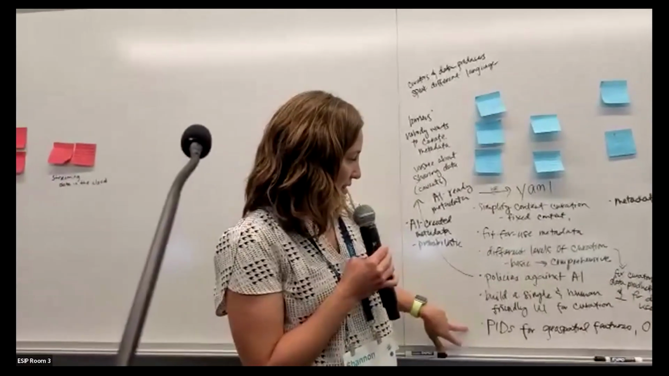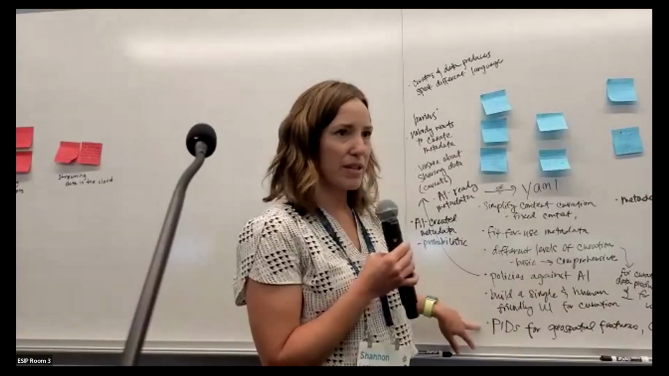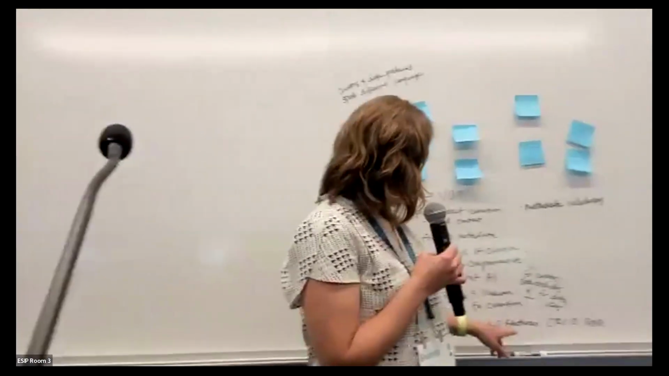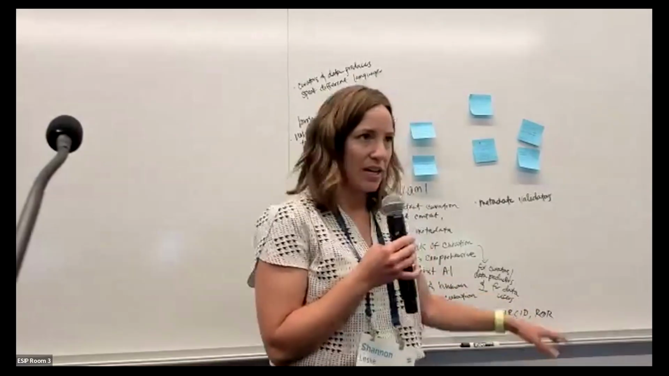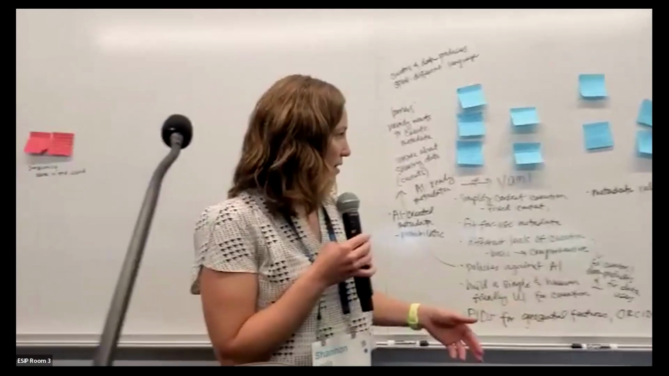Okay, I think persistent identifiers, we talked about how helpful these can be. We talked about them for geospatial features like reservoirs and whatnot, but also ORCIDs and RORs as well.